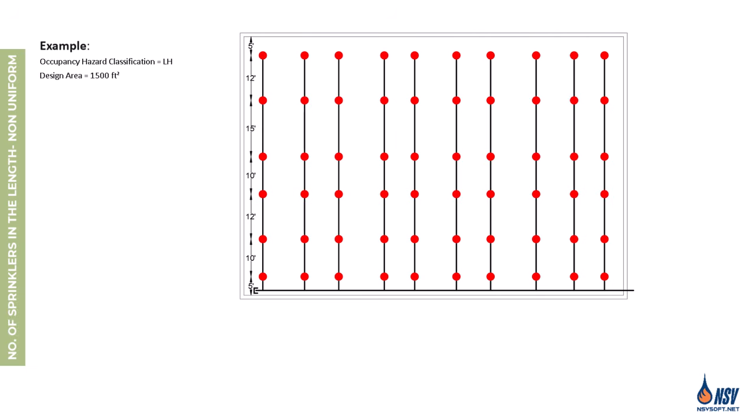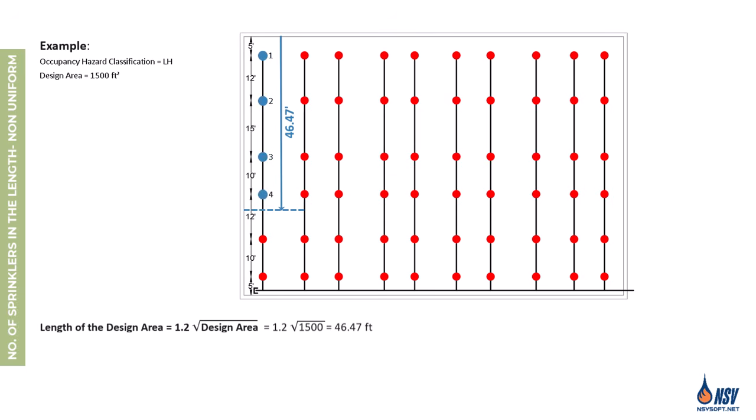Assume a light hazard occupancy where the required design area is 1,500 square feet, and the sprinklers are non-uniformly spaced as shown in this figure. As the first step, we calculate the length of the design area using the same formula we reviewed earlier. Then, we draw a line with the calculated length starting from the wall behind the most remote sprinkler and extending parallel to the branch line. All sprinklers within this line, numbered 1 to 4, shall be included in the design area.